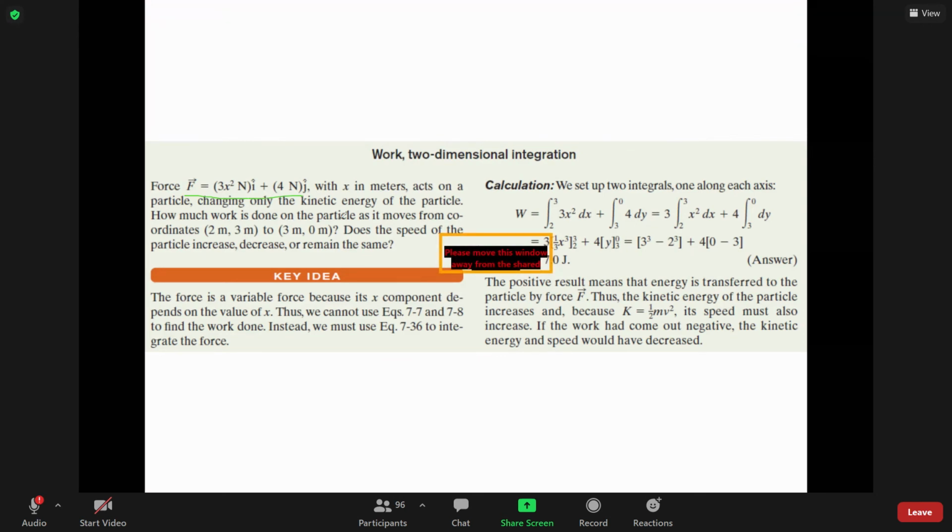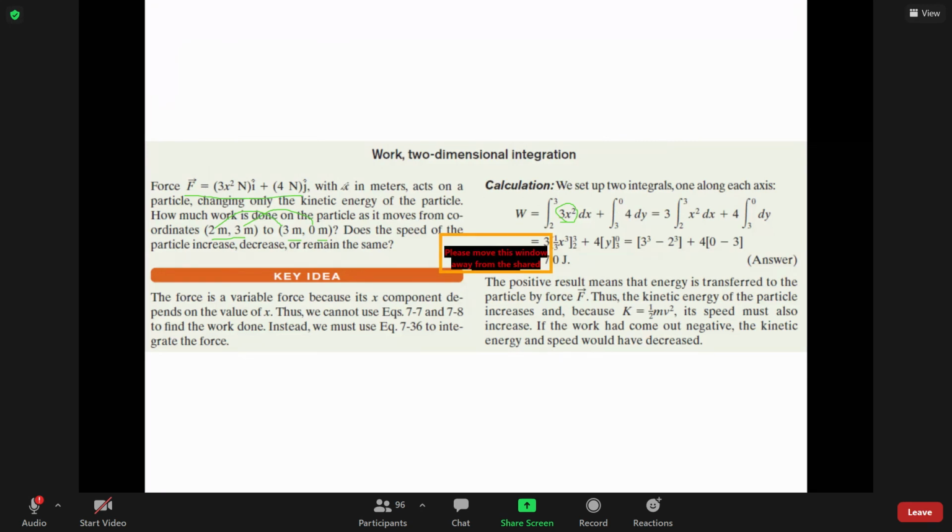How much work is done on the particle as it moves from x initial, y initial to x final, y final? That is, the x initial to x final here and the y initial to y final here. Does the speed of the particle increase, decrease, or remain the same? In order to know, I need to find the work. I need the Fx component, Fx dx. The x values are from 2 to 3.